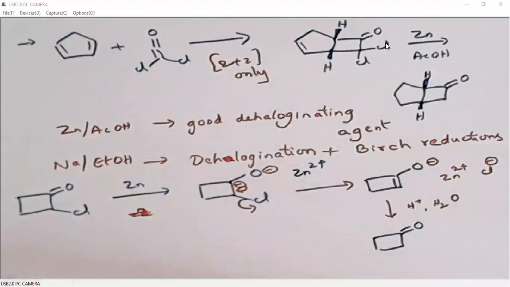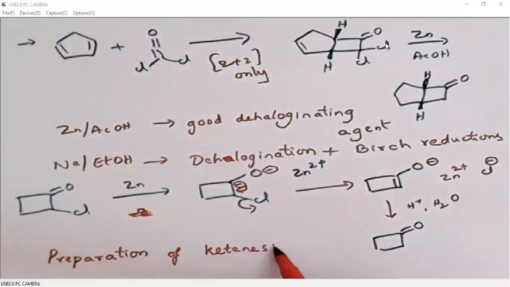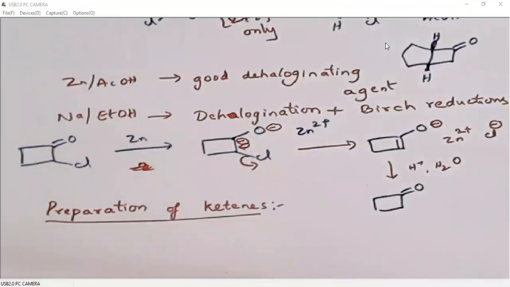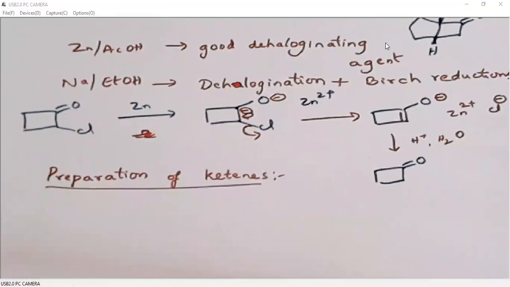Ketenes are unstable, so we must prepare them whenever we want to do a reaction on ketene. So ketenes are always prepared in situ, and a simultaneous 2+2 cycloaddition with the alkene follows. So now we will see some methods of ketene preparation.